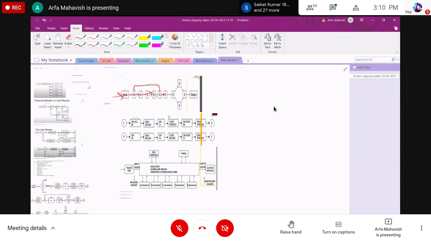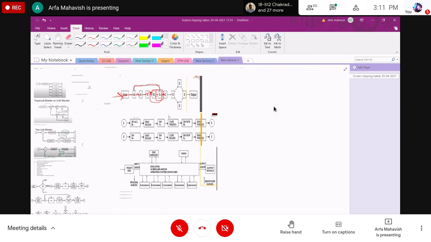In this diagram, the process passes to process A and then to process B. The result of process B may be passed to either A or C. So it depends upon this decision, the decision of process B. In process B, it may pass to A, or it may pass to C.